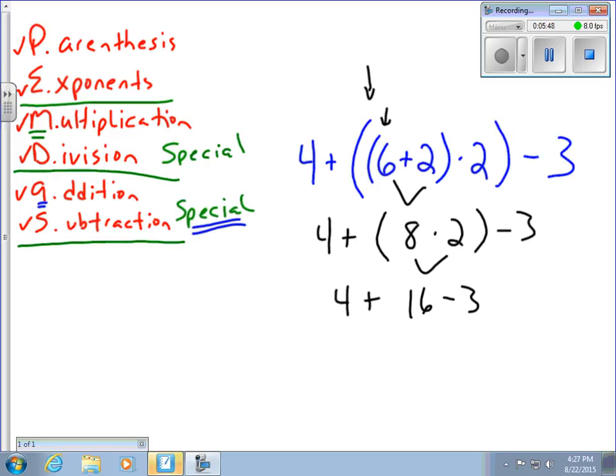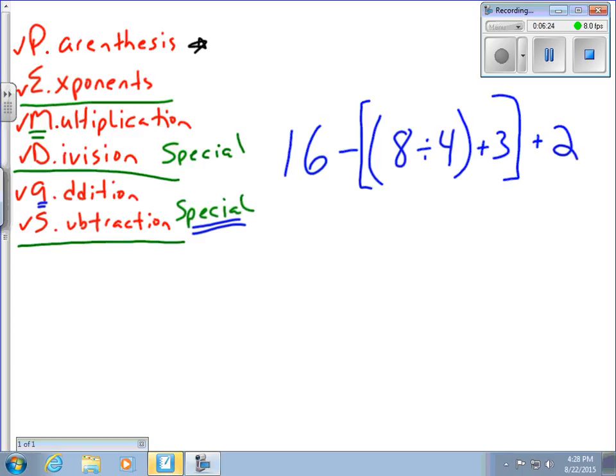So now I do addition first because it comes first in the problem from left to right. 4 plus 16 is 20, minus 3 equals 17. So the answer to this problem is 17. Now, these are a double set of parentheses. These could have also been brackets, okay? Brackets, parentheses, and braces are all treated the same way. They all fall under the parentheses umbrella, and you'll work inside out from any of those.